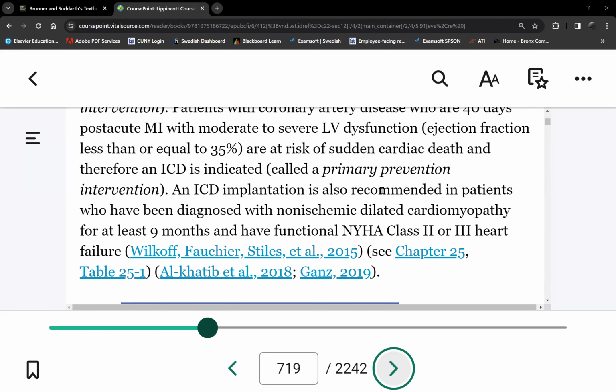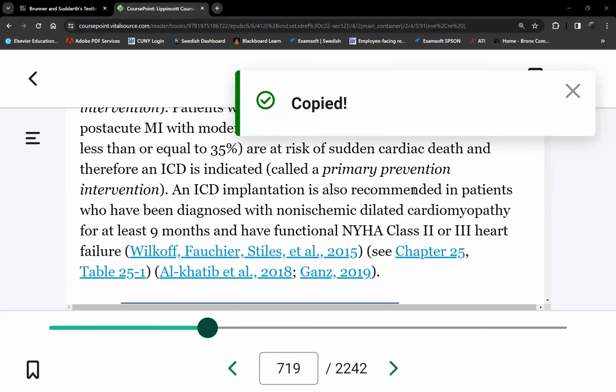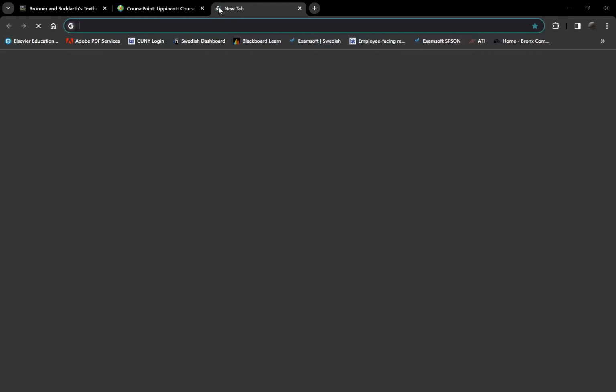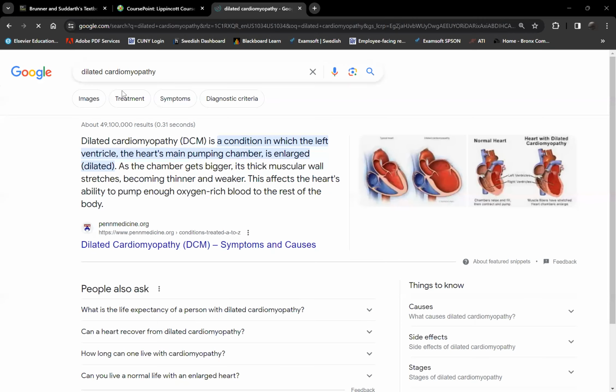ICD implantation is also recommended in patients who have been diagnosed with non-ischemic dilated cardiomyopathy for at least 9 months and have functional class 2 or class 3 heart failure. Let me just show you what dilated cardiomyopathy looks like. Look at this heart.